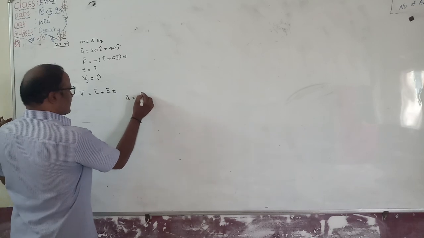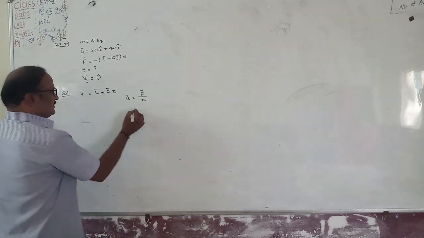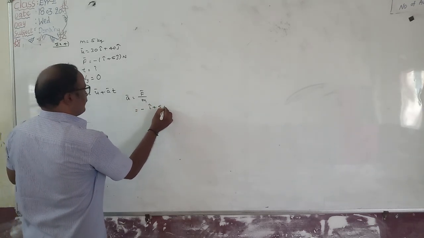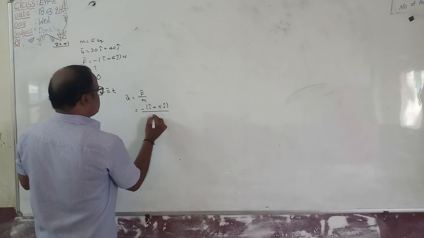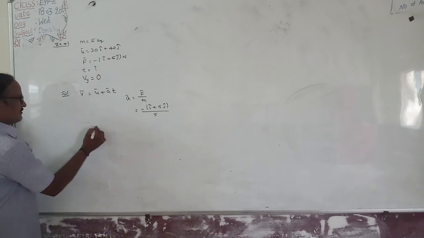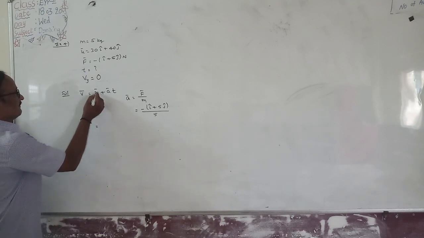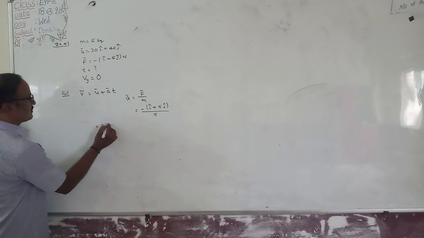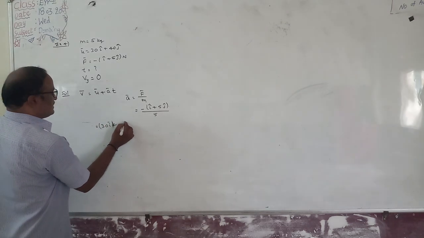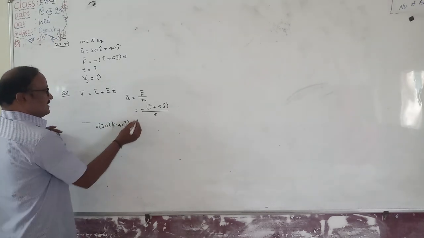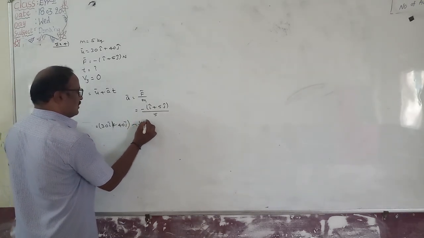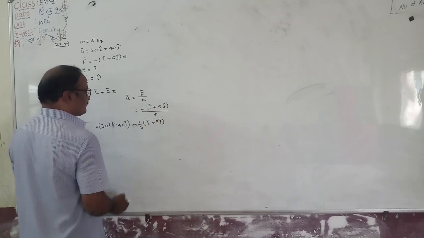From Newton's second law, a bar is equal to F bar by m. This F bar is equal to minus i cap plus 5 j cap, divided by mass 5. This is the formula for a bar. Substituting these values in the equation, v bar equals u bar plus a bar t, that is 30 i bar plus 40 j bar plus a bar, which is 1 by 5 into minus i bar plus 5 j bar, into t.